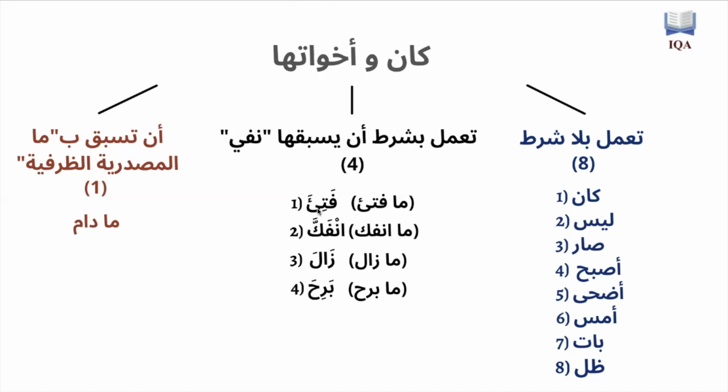So for these 4 to actually function, quote unquote, they need to be preceded by a negation. The negation can be done with ma or with la, it doesn't really matter, but it needs to be a negation. So ma fati'a, ma fakka, ma zala, ma bariha. And we're also going to cover the meanings of these 4. So these 4 need to be preceded by a negation like ma or la.